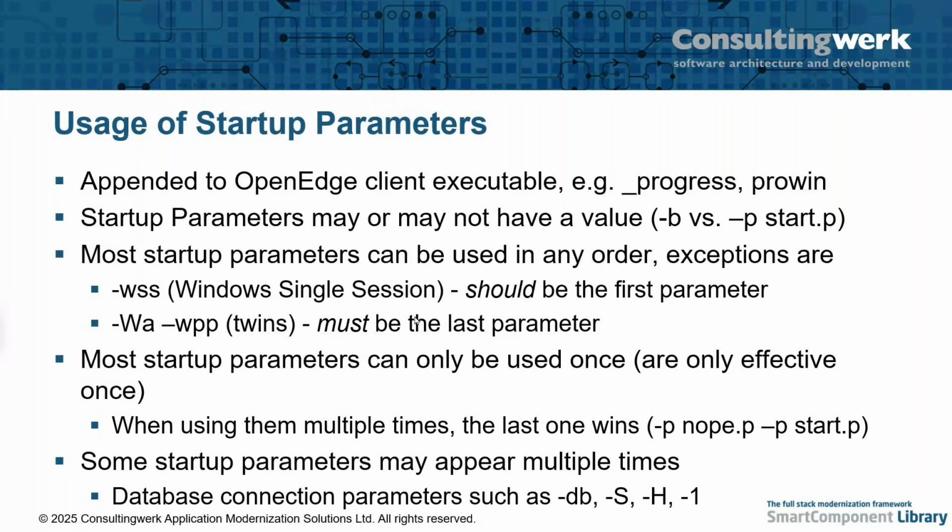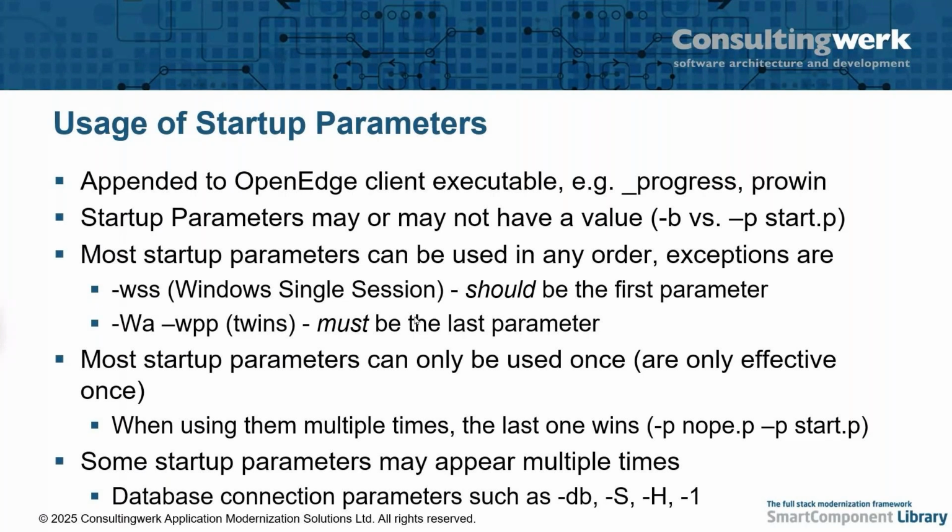Some of them have a value, others do not have a value. The value can be numeric, can be alphanumeric. The value can be just a 0 and 1 to turn on or off a certain feature or behavior. Most of them can be used in any order.